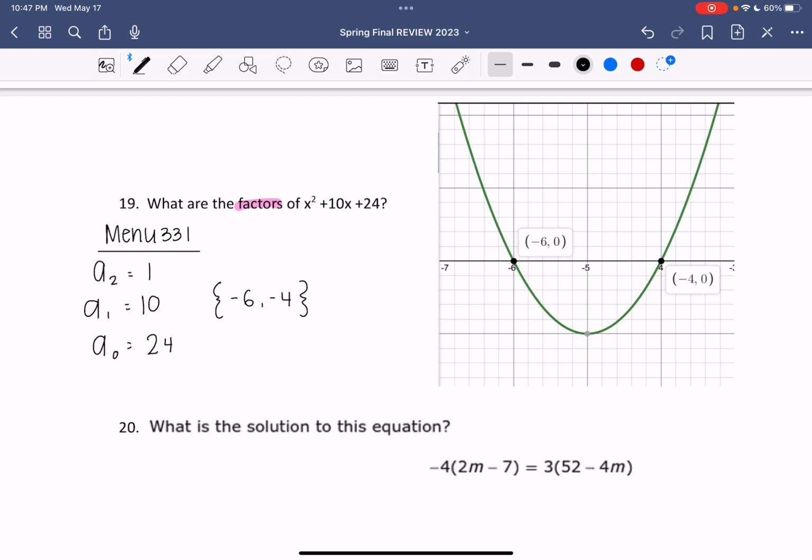But remember, when we put them into factors, we do bottoms up. So in this case, it is x plus 6 and x plus 4. So these are our answers right here. All right, so I would definitely use menu 3 3 1 on the test.